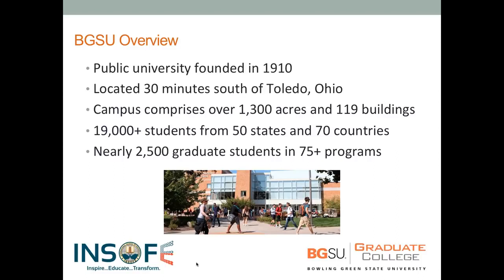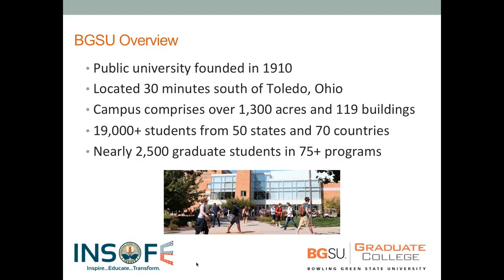So let me tell you just a little bit about Bowling Green State University. We are a public university, a state university, founded in 1910, so we're over 100 years old. We're located just 30 minutes south of Toledo, Ohio. We have easy access by freeway and other forms of transportation to Toledo, and many of our Indian students on campus find that attractive because they have access to more of the Indian culture. There are lots of folks who live both in Bowling Green and in Toledo. There are Indian grocery stores and restaurants and so forth, so that's very easy access.